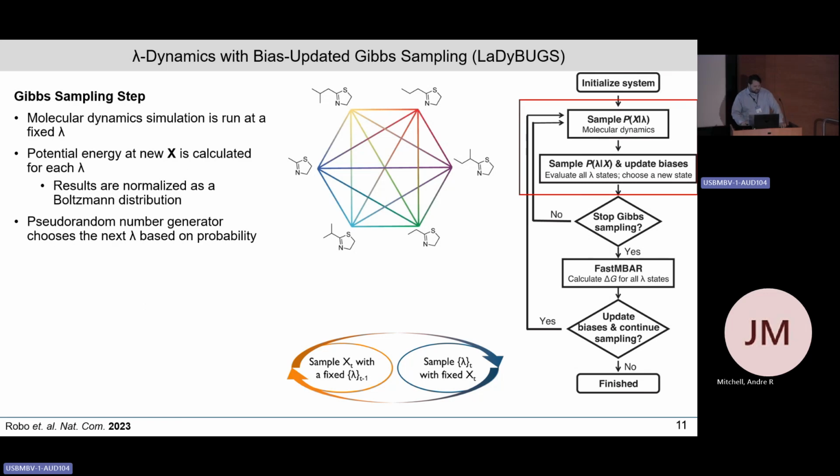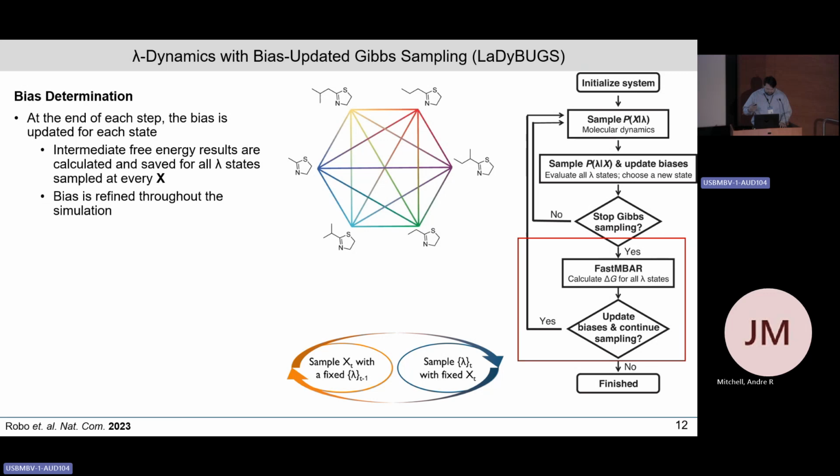And that's going to involve running a molecular dynamics simulation at a fixed lambda for a set amount of time. And once that simulation ends, we're going to calculate the potential energy at the new set of atomic coordinates for each lambda state. And those results are going to be normalized into a Boltzmann distribution. And then we use a pseudo-random number generator to choose the next lambda state based on the probability. And that iterates until we've explored all of those lambda states.